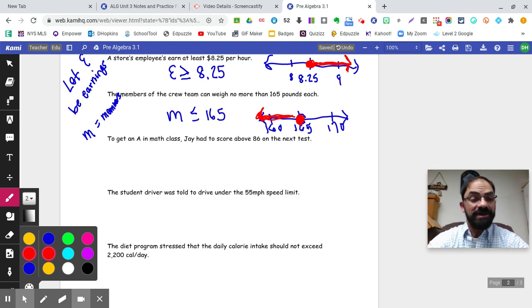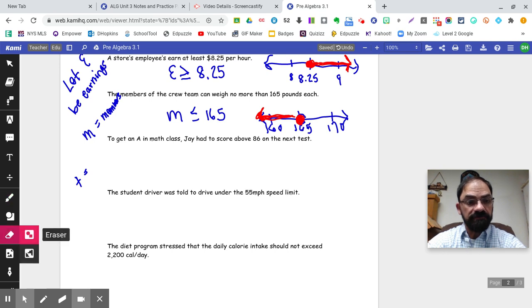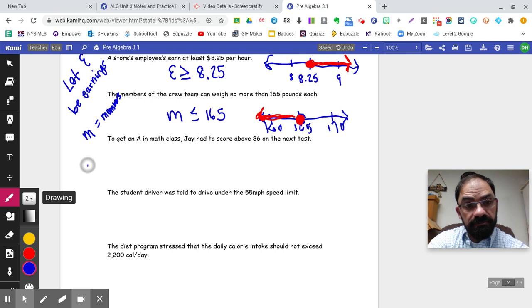Okay, to get an A in math class, Jay had to score above 86 on the next test. So T for test, how's that? Ooh, let's not use T. T's look like plus signs. I don't like plus signs. Let's say I don't want to use S for score either because S's look like 5s. See how crazy I get? Let's use E for exam.